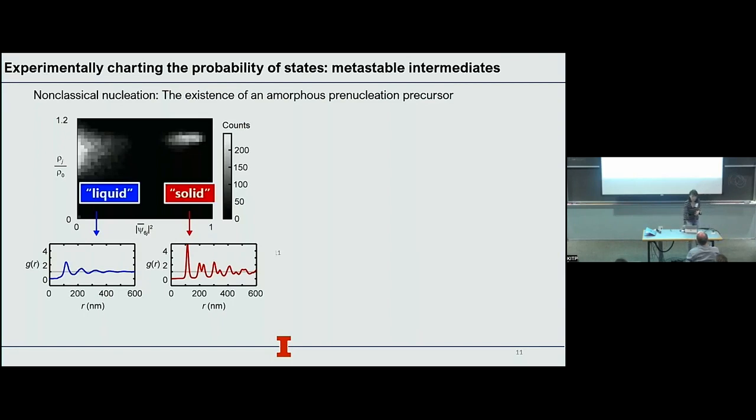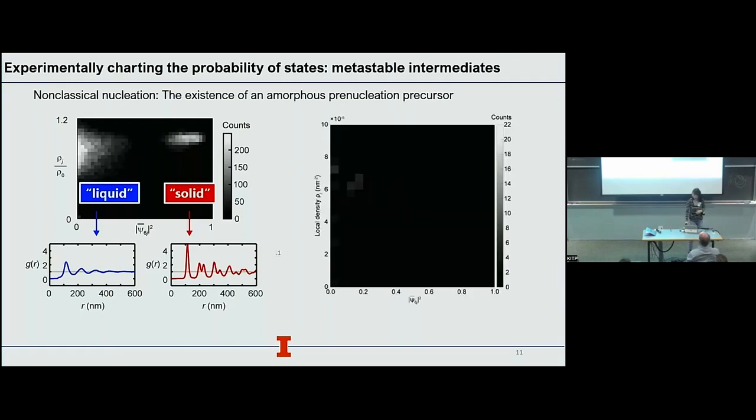So we can do this for the whole movie. In this movie of the two-dimensional map, you can see that at the early stage of nucleation, you are mostly sampling this pre-nucleation motif. Towards the later stage of nucleation, you start to have more and more sampling of the crystalline state. This is all obtained from experimental data.